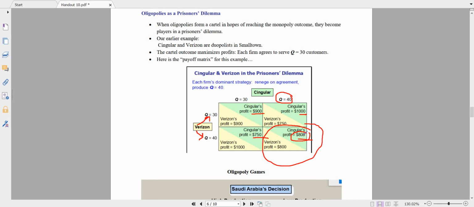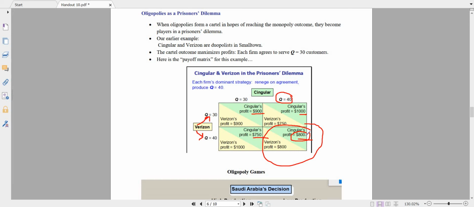So this example clearly illustrates that even though 30-30 is the best outcome, cartels are very hard to maintain. And if this cartel breaks down, and if A and B start to act independently, they will come to this point where both will be producing 40 units.